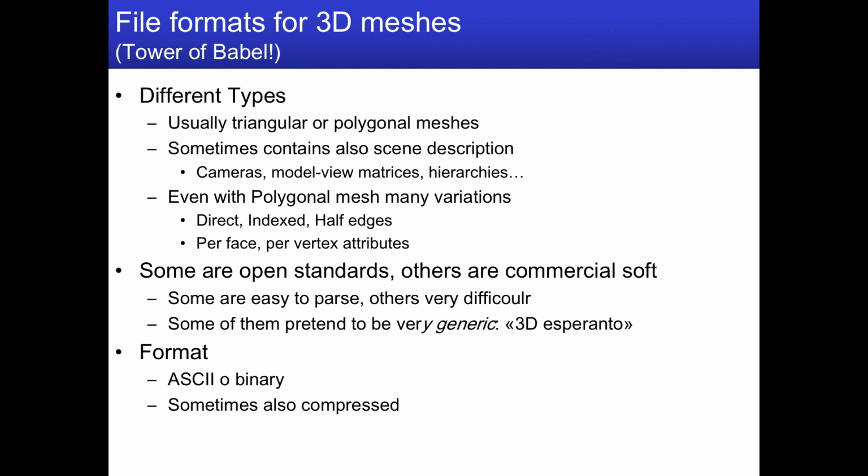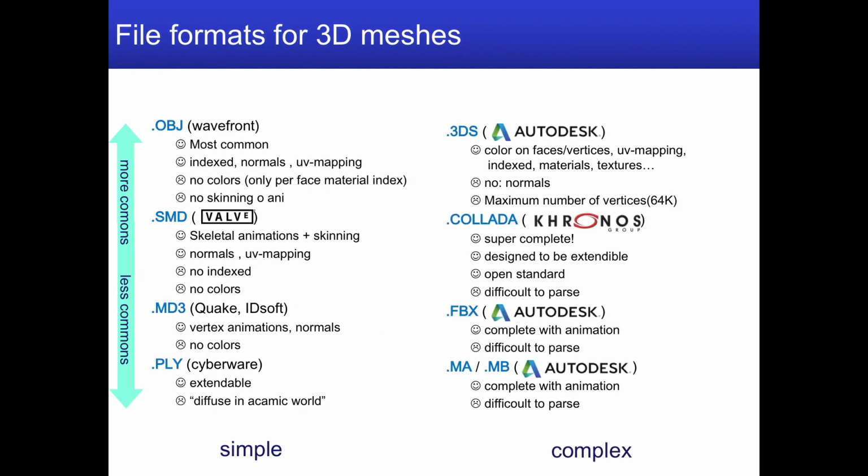And some of them are simple, others are difficult to parse, because they pretend to be very, very general, and they end up being crazily difficult. Some of them are binary, others are ASCII. And so here are some of the models, right? And yeah, it's not important that you know about that, but it's useful when you navigate and find some models around.